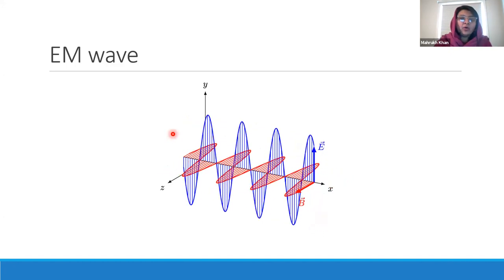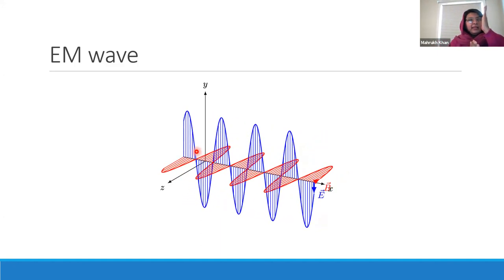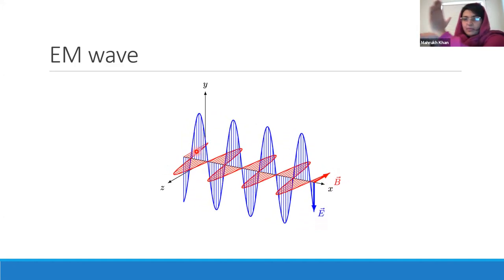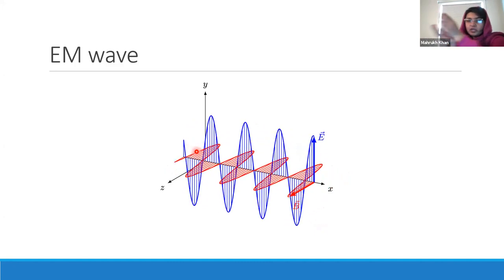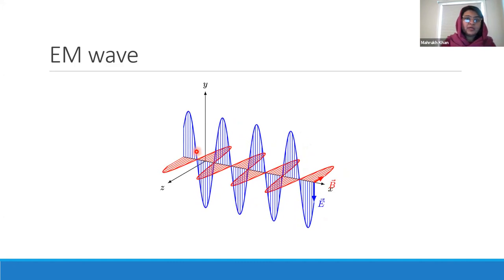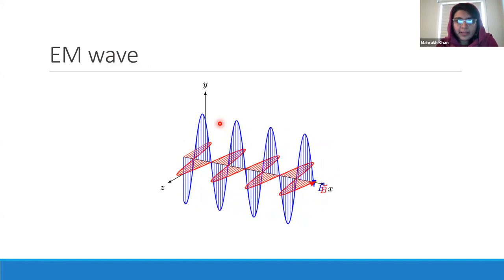So what is happening is you are seeing electric field, you are seeing magnetic field. Then at the next time you're seeing electric field, you are seeing magnetic field. So they are moving forward as a total wavefront. Their energy is moving forward because they are producing each other, okay?